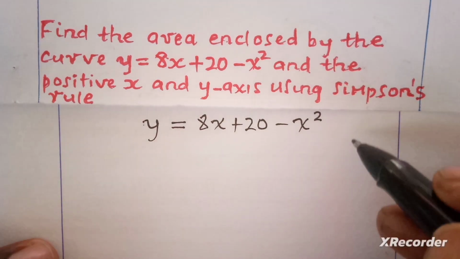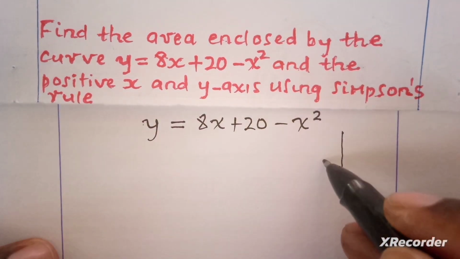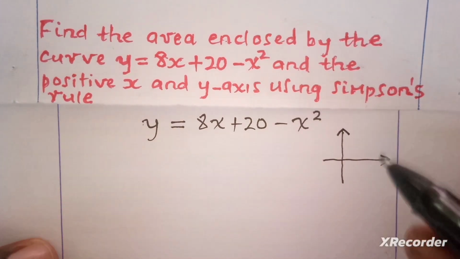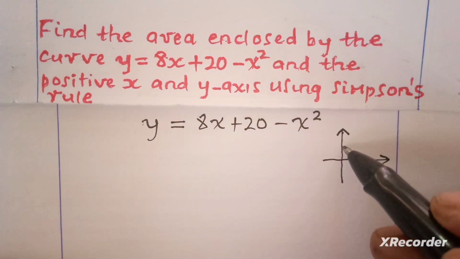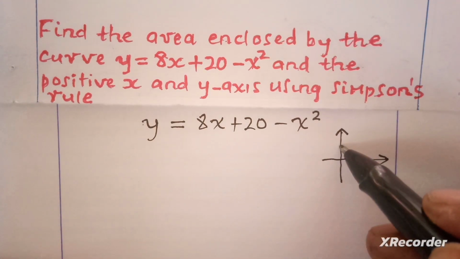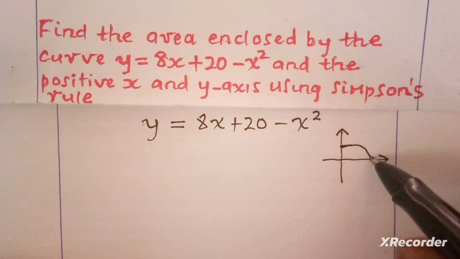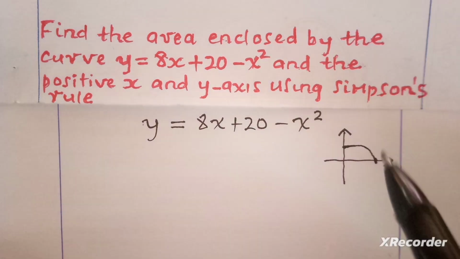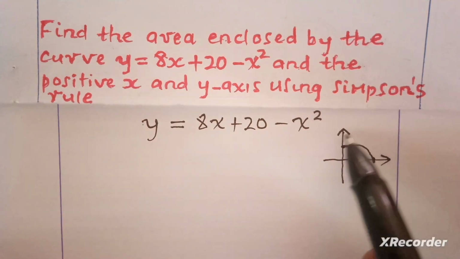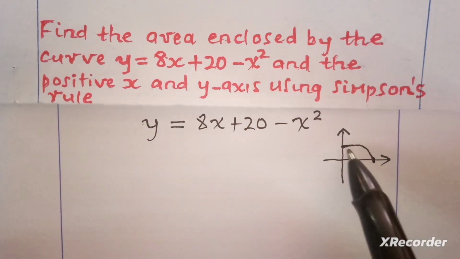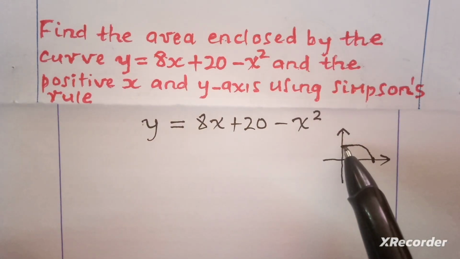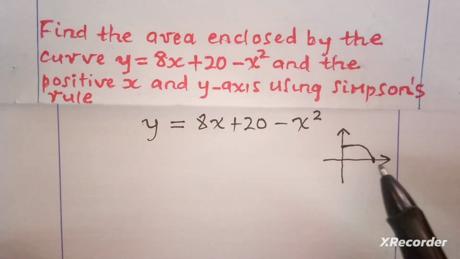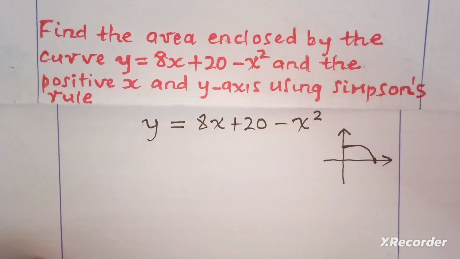Now guys, we are told that this curve is only found at the right side. If we draw something like this, this is the right side, so this curve we will find on this side, and this curve must touch the y-axis, and it will also touch the x-axis there.